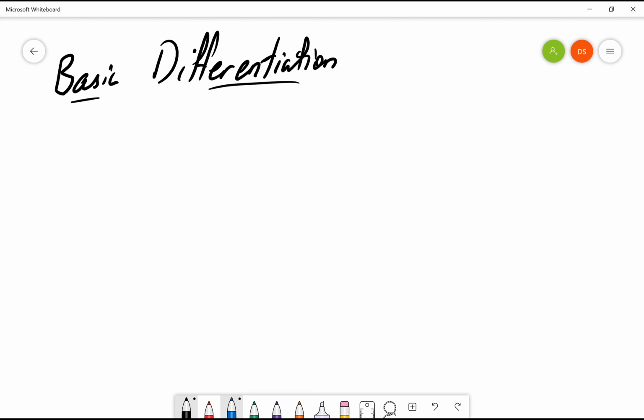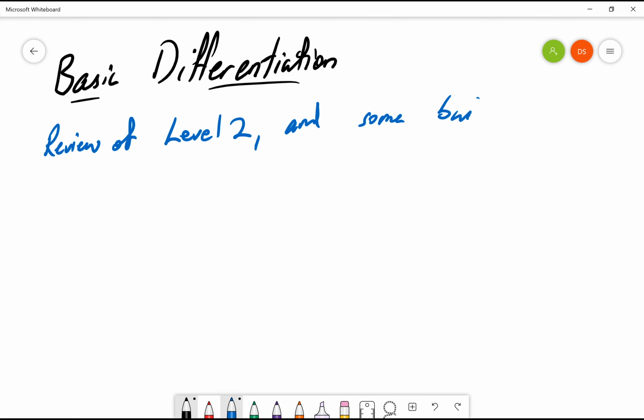So, basic differentiation involves a bit of review of level 2 and some building on.